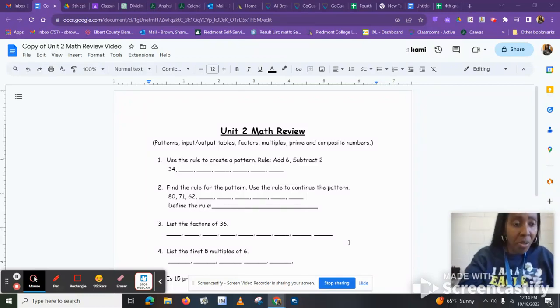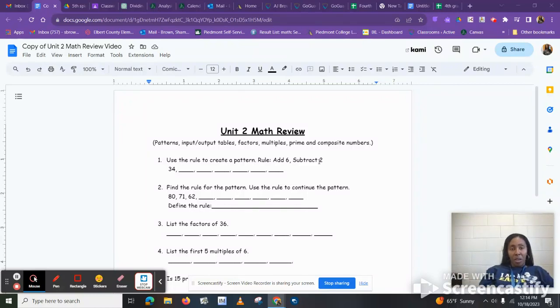Okay, so I will be doing a video to help you with your study guide for Unit 2's test that we will be having Friday. So this first one on here tells you to use the rule to create a pattern, and it tells you that the rule is add 6 and subtract 2. So whenever they give you the rule, all you have to do is do what it says do.